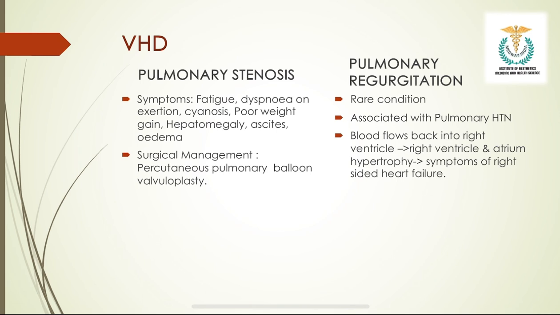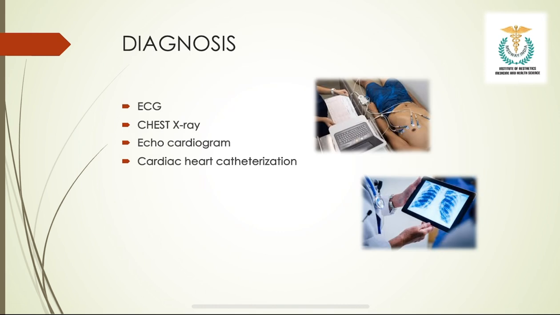The last one is pulmonary stenosis and pulmonary regurgitation. In pulmonary stenosis, the symptoms are fatigue, dyspnea on exertion, cyanosis, poor weight gain, hepatomegaly, ascites, and edema. For surgical management, percutaneous pulmonary balloon valvuloplasty can be done. Pulmonary regurgitation is a rare condition associated with pulmonary hypertension. The blood flows back into the right ventricle, so right ventricular hypertrophy will develop, and symptoms of right-sided heart failure can be seen.